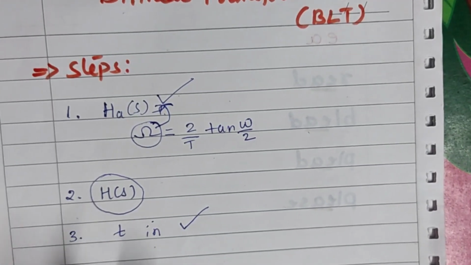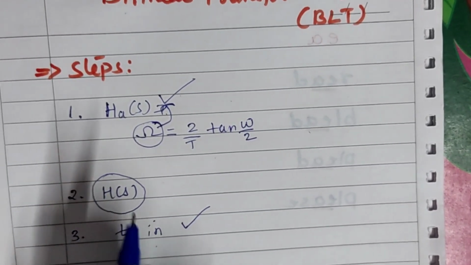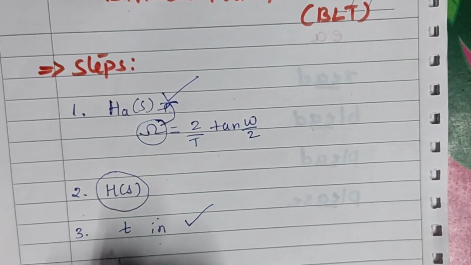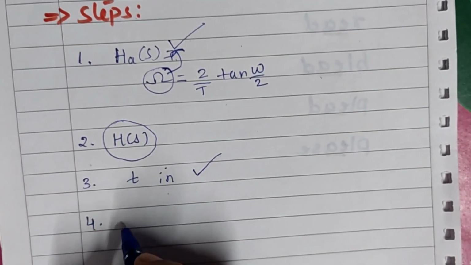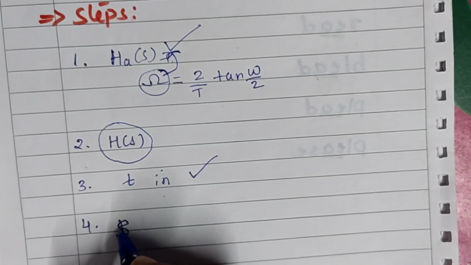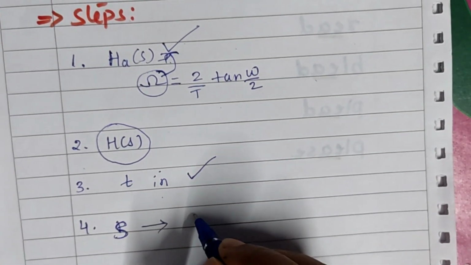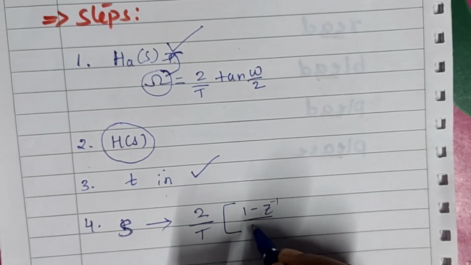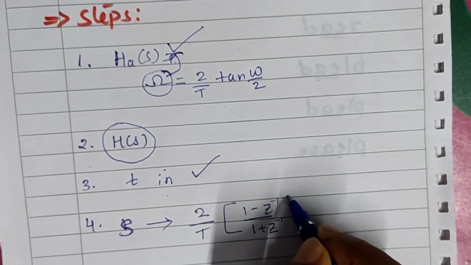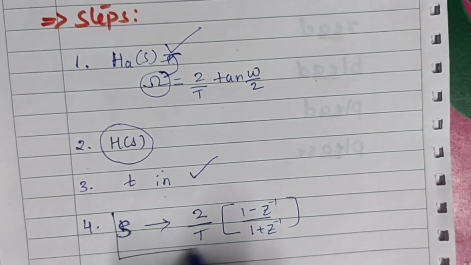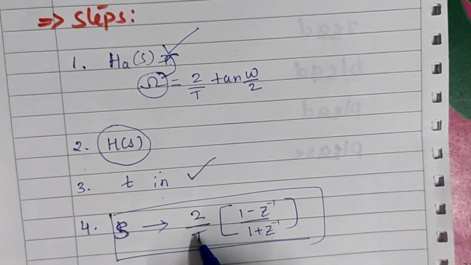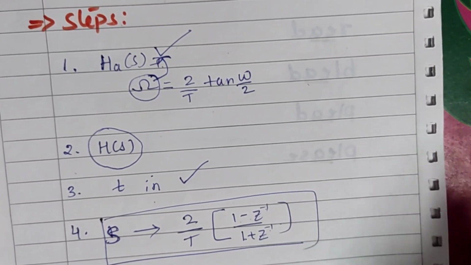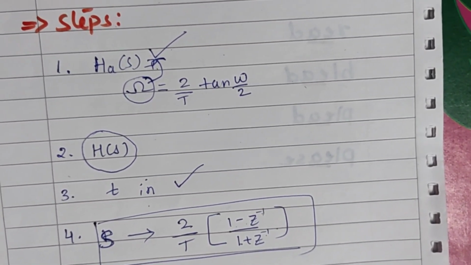Next, we apply the BLT method, that is, bilinear transformation, to find H(Z). How do we calculate this? We just substitute S as (2/T) into (1 − Z^-1) divided by (1 + Z^-1). Only in the place of S we substitute this. We will see an example, then we will understand.